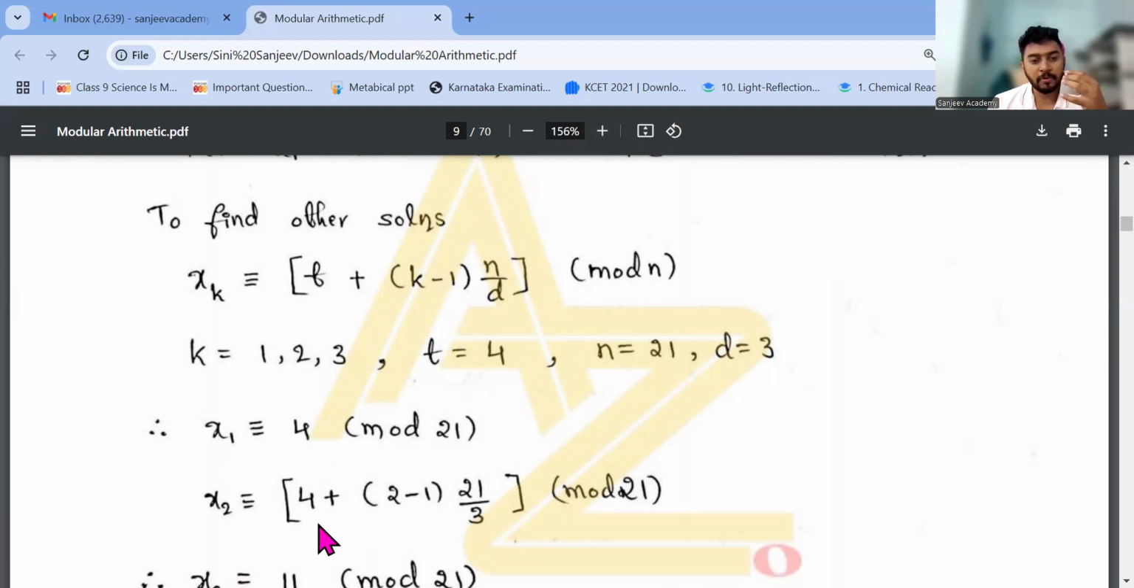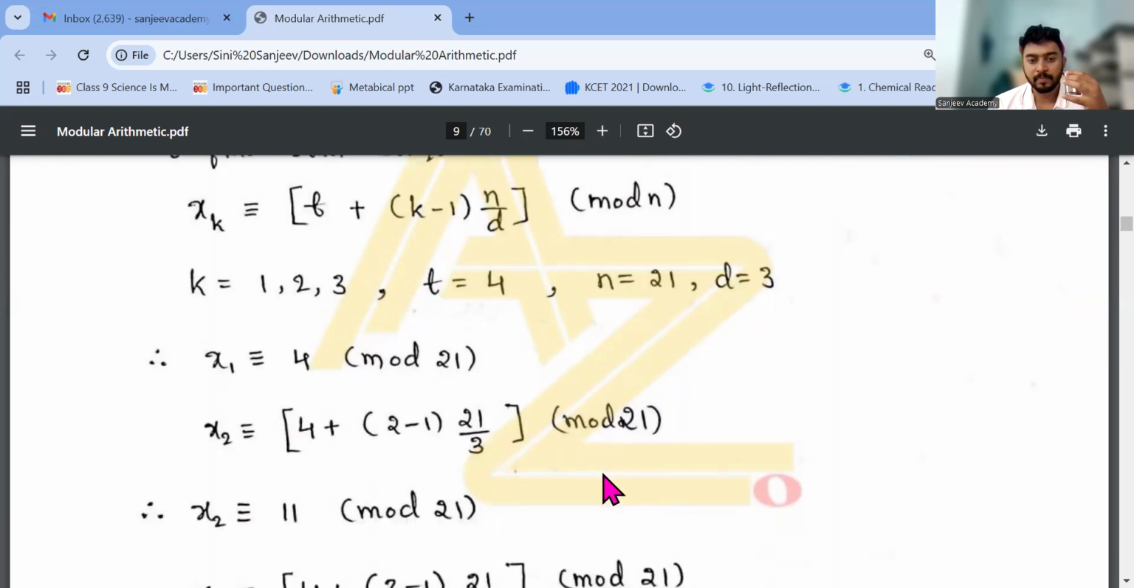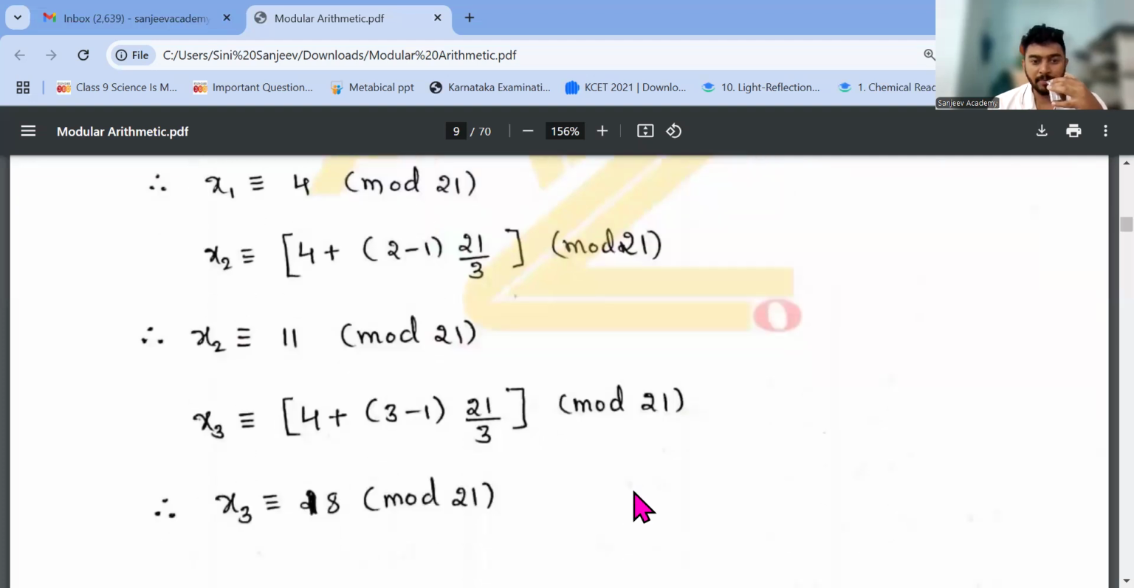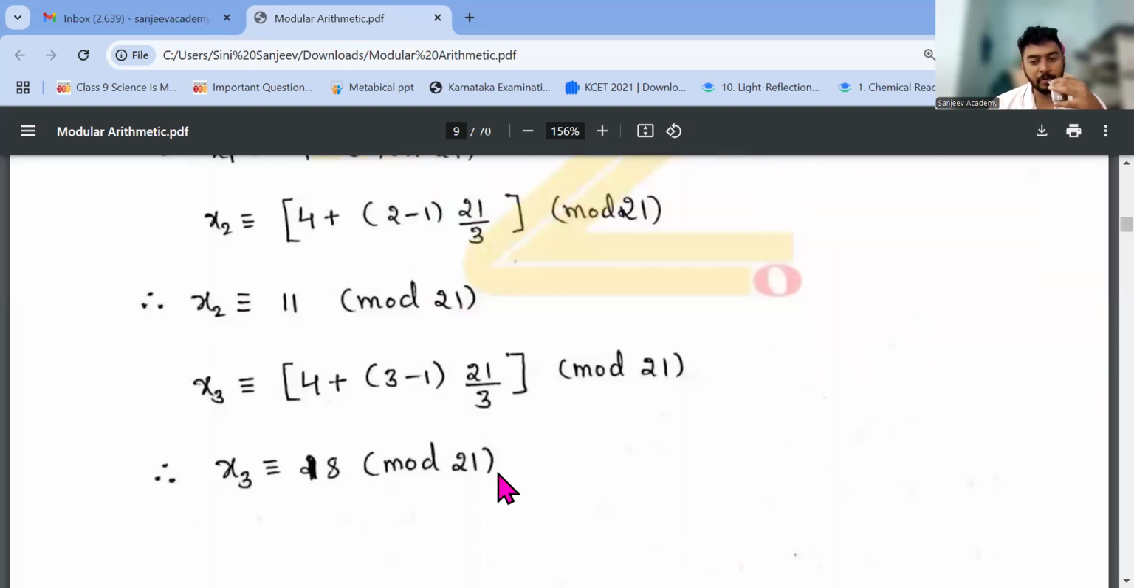And x2 congruent to 4 plus 2 minus 1 into 21 by 3, that is mod 21. x2 congruent to 11 mod 21. So x3 congruent to 4 plus 3 minus 1 into 21 by 3 mod 21. So x3 is equal to 18 mod 21.